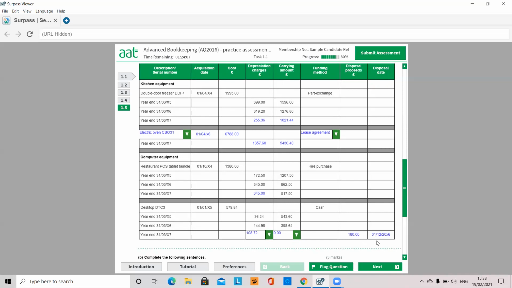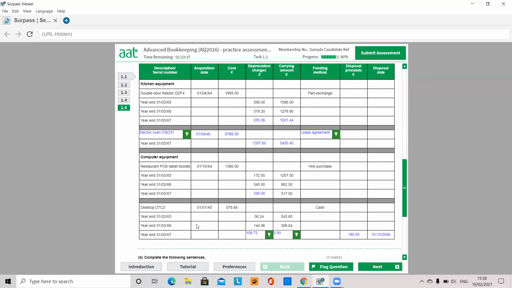So we sold it on the 31st of December 2006. So our start of our year was the 1st of March 2006. So we got March, April, May, June, July, August, September, October, November. We've got 9 months, okay? So again, as I said to you before, the full year's depreciation was 144.96.